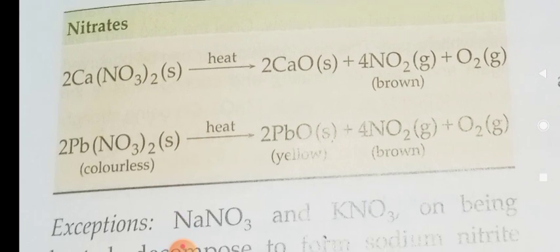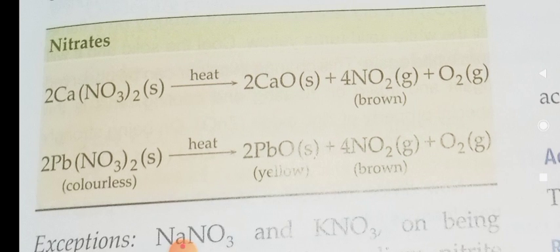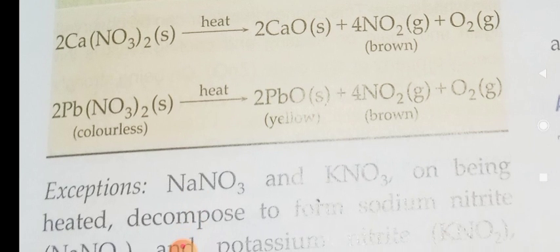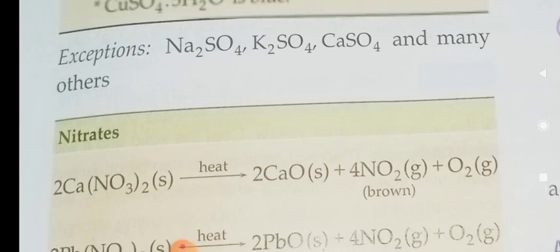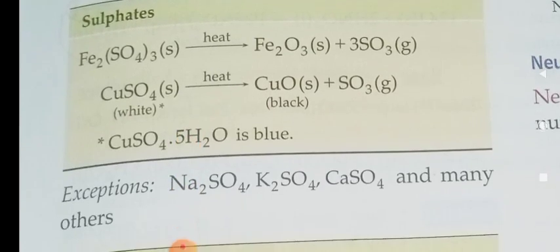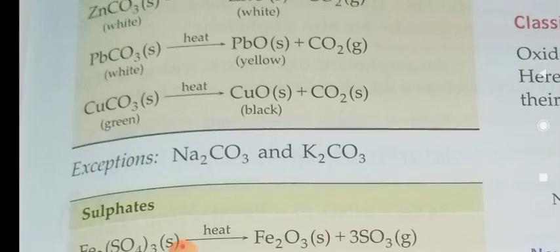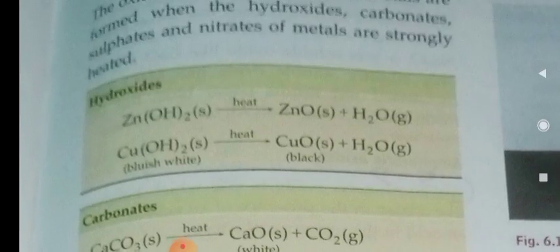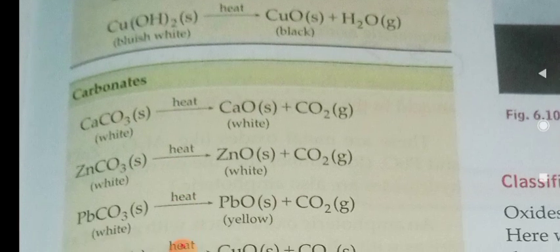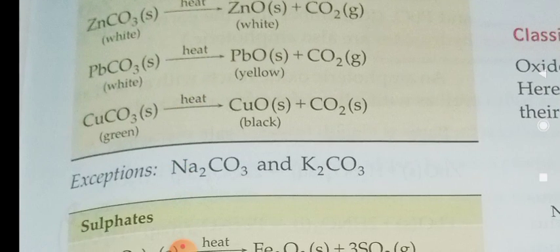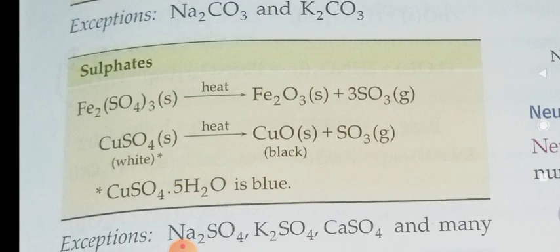Similarly, nitrates also decompose to form oxides. Calcium nitrate on heating gives calcium oxide. Lead nitrate on heating gives lead oxide. In all these cases, the nitrates, sulfates, carbonates and hydroxides decompose to form the corresponding oxides. Do you understand this, children?